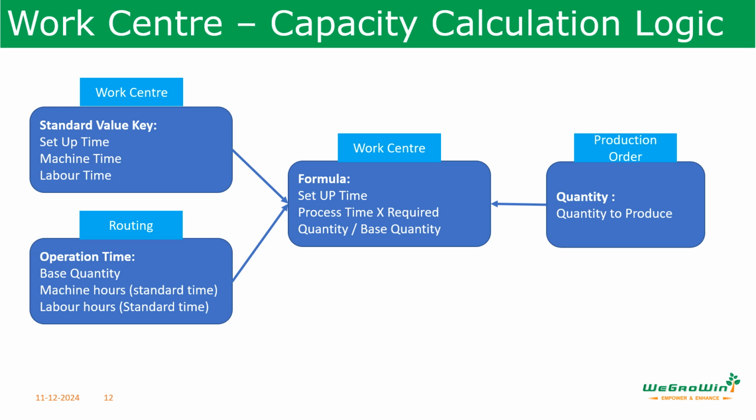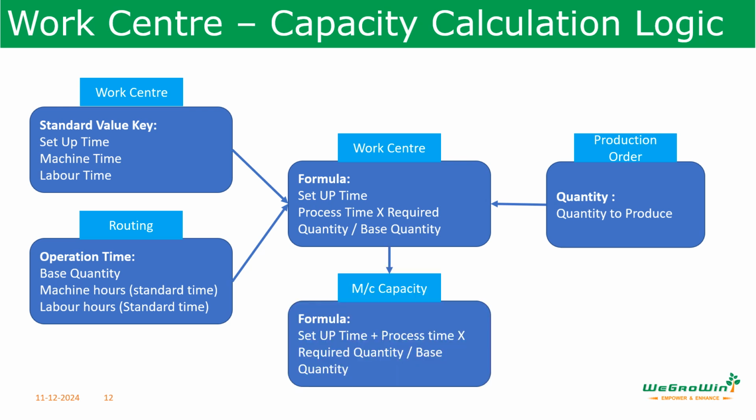And then from routing we get the base quantity to produce, the machine hours, the standard time, and the labor hours. Consolidating these, we get the machine capacity, which is arrived at by the general formula: setup time plus processing time multiplied by required quantity divided by base quantity. This is how we get the total capacity.